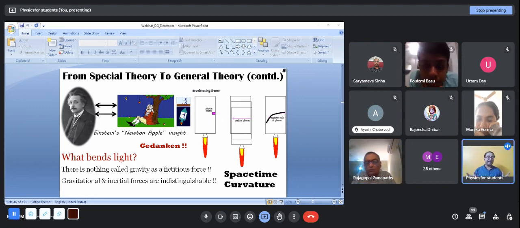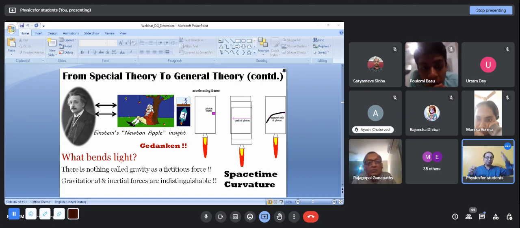So what bends the light? Now the question comes: what bends the light? Because once we have proved that the speed of light is constant, there is no ether. Then what is it bending? If it had been ether, I would have said, okay, ether is bending the light. So that is why we come to know that gravitational and inertial forces are the same, and it is the curvature of space which is bending the light. It is called Einstein's Newton apple insight.